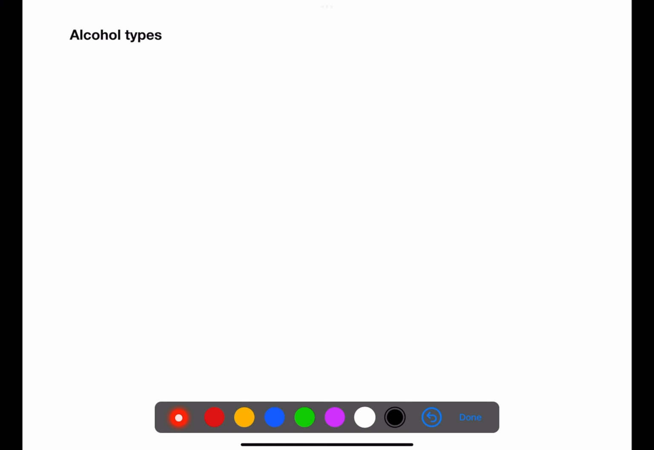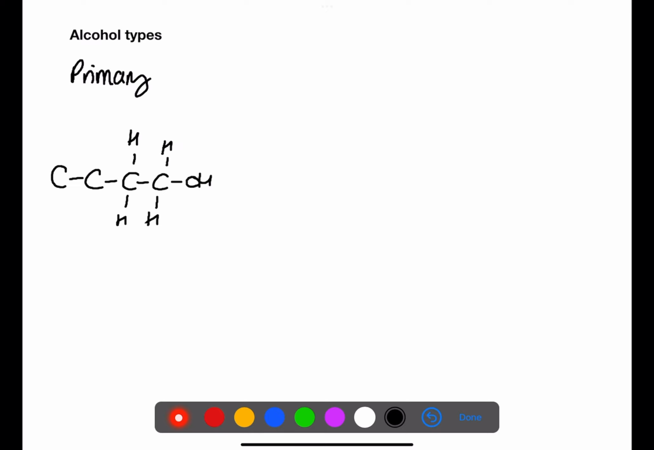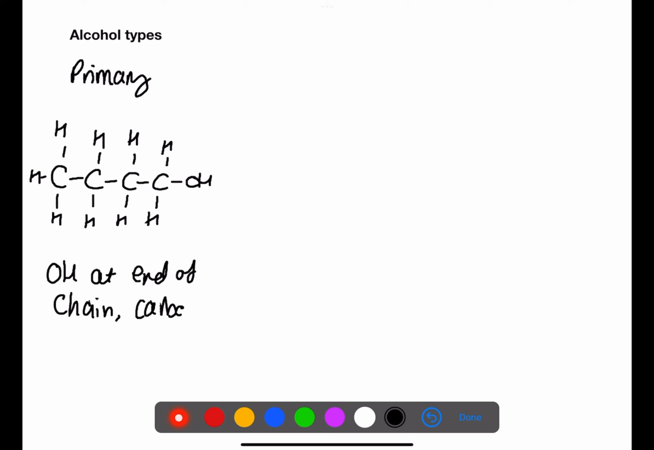There are three different types of alcohol. Each of these reacts differently in oxidation reactions. The first is a primary alcohol. This is where the OH group is found on the end carbon, carbon number 1. This carbon contains 2 hydrogen atoms.